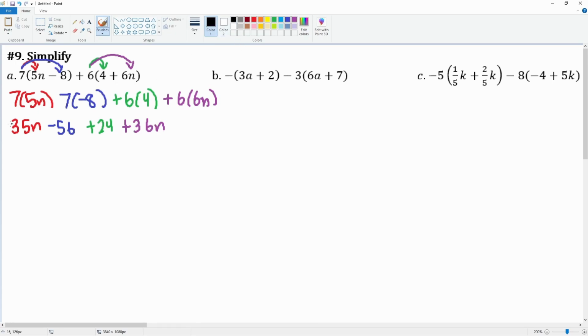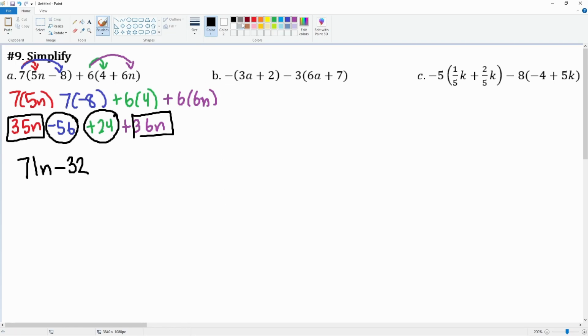Okay, here these are like terms, the 35n and the 36n. 35 plus 36, that makes 71n. Then you have this, the -56 and the +24. -56 and +24, that gets you -32.